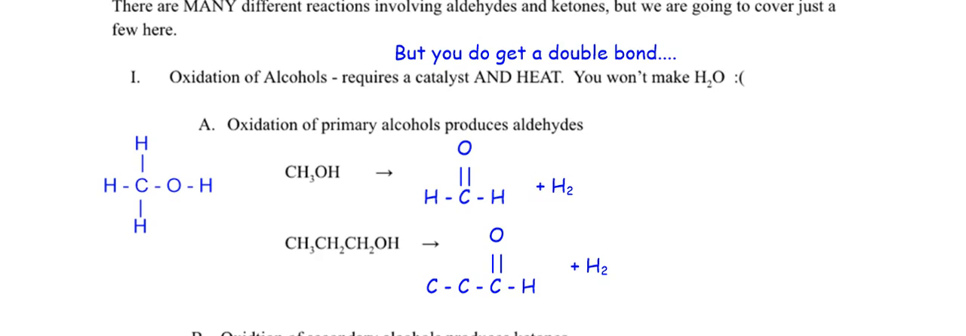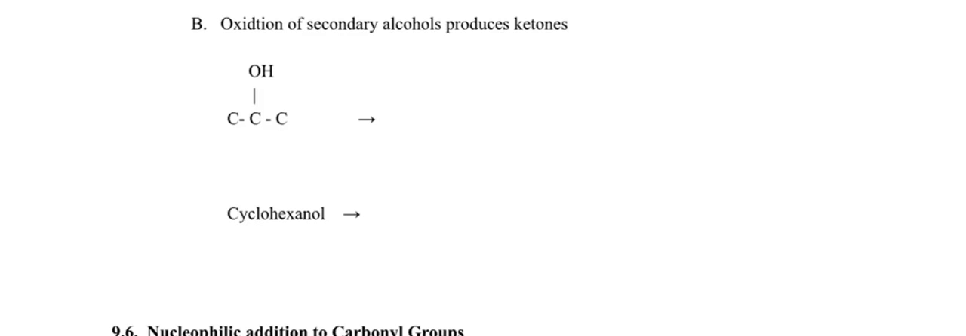Okay, let's see what happens if we have secondary alcohols. All right, so oxidation of secondary alcohols is going to produce ketones. All right, so where is your OH? Well, it's on the second carbon, isn't it? So guess what? You made 2-propanone. What else do you make? And water.